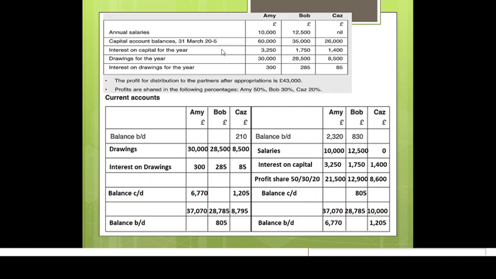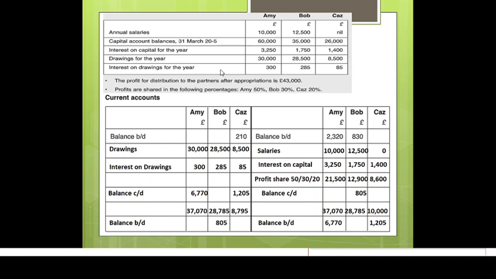The third line, interest on capital, we've got three figures for Amy, Bob and Kaz, and we can put them straight in. Interest on capital is where the partnership pays the partner, and it is a benefit. It is an increase, so that comes into the credit side. Then we have drawings, which reduces current account balances, hence we put them onto the debit side.